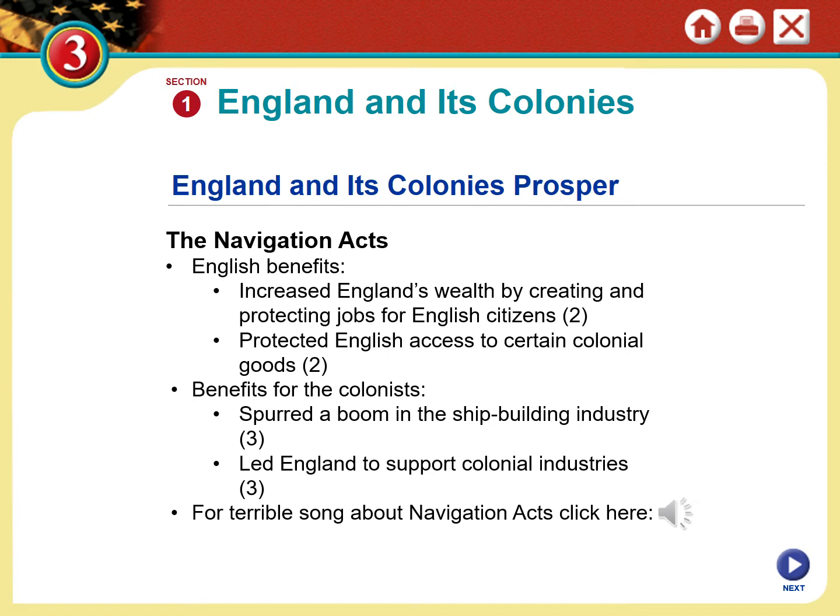Number one, it spurred a boom in the shipbuilding industry. Since they had a guaranteed market for their raw materials, they would need a means to transport them. And so, in fact, the Northeast became known as a shipbuilding hub of our country. It also led England to support colonial industries, not only the shipbuilding industry, but eventually we began to develop several textile mills here in this country. And a number of industries began in this country even prior to the American Revolution with English support.